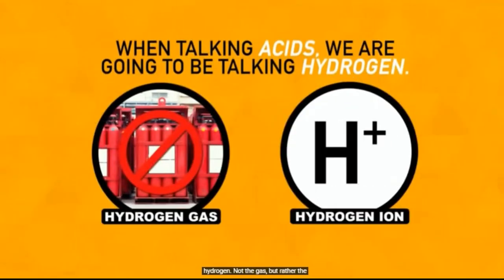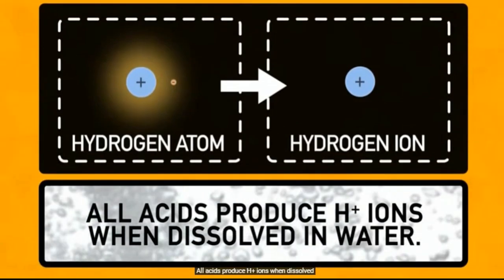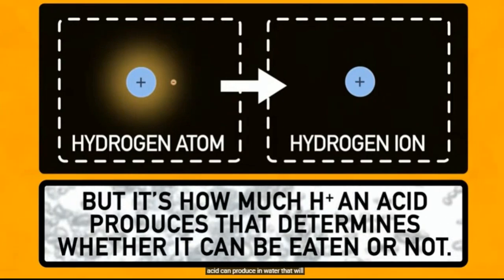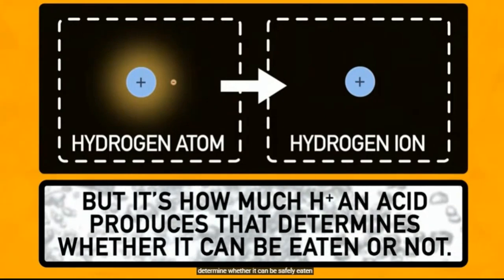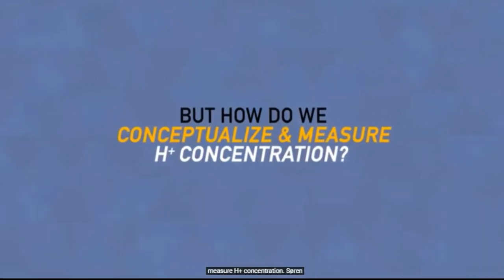Not the gas, but rather the hydrogen ion H+. This is a hydrogen atom that has lost its one and only electron. All acids produce H+ ions when dissolved in water, but it's how much H+ a specific acid can produce in water that will determine whether it can be safely eaten or not. But how do we conceptualize and measure H+ concentration?